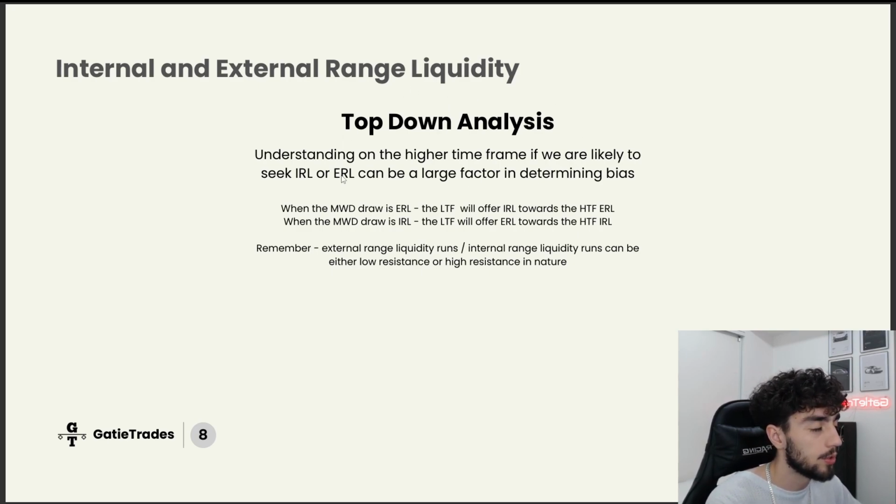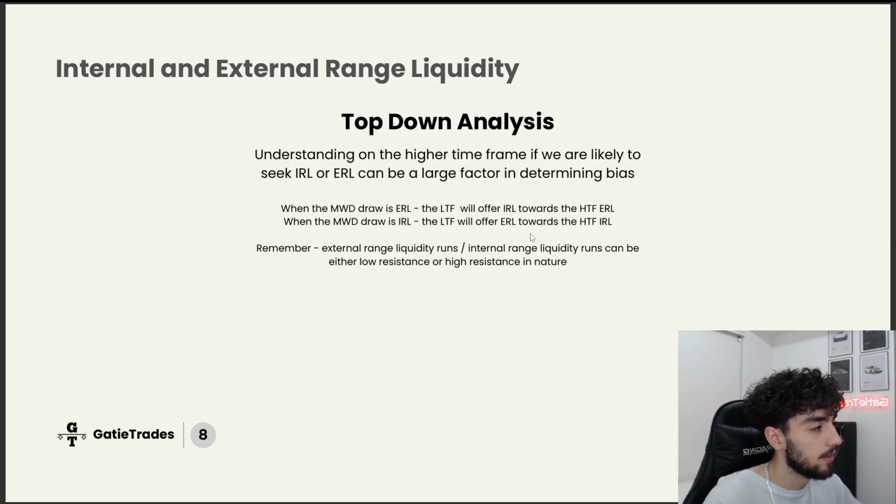This is a very, very important part in determining bias, because this is basically to determine where price is likely to go. Understanding on the higher time frame if we are likely to seek internal or external range can be a large factor in determining bias. When the monthly, weekly, daily draw is external range liquidity, the lower time frame will offer internal range liquidity towards the higher time frame draw. When the monthly, weekly draw is internal range liquidity, the lower time frame will offer external range liquidity towards the higher time frame draw, which is IRL.